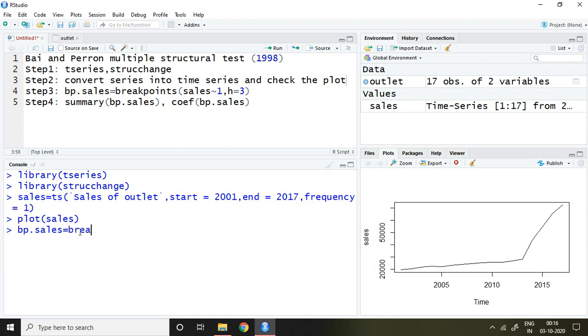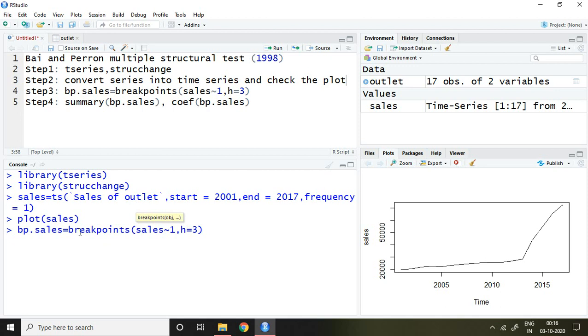And then I write here breakpoints, and now sales is my variable, so I consider sales tilde 1. It means I'm going to regress on a constant, and then h equal to 3.